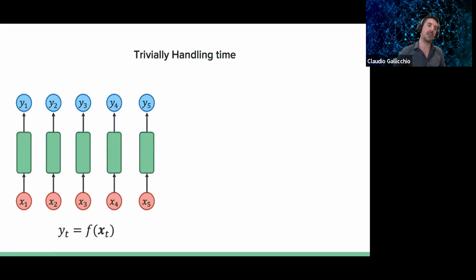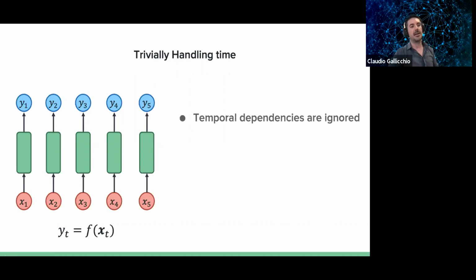We can apply this same architecture identically at every time step. Okay, so we have this kind of situation here, where we have a number of time steps, x1, x2, x3, etc., up to x5. And based on the general information at time step t, xt, we apply the same transformation and we get the output yt. So we are in practice ignoring temporal dependencies. We are treating this information all in an atomic fashion.